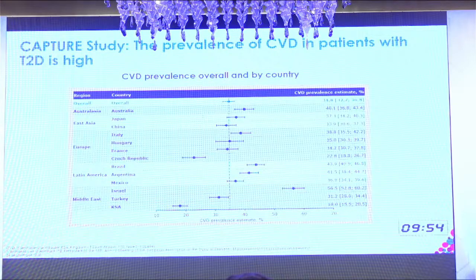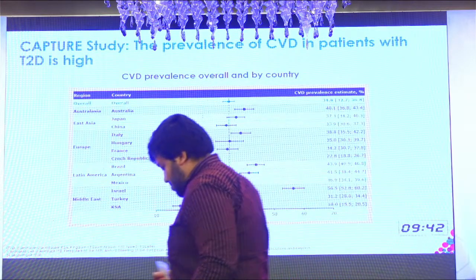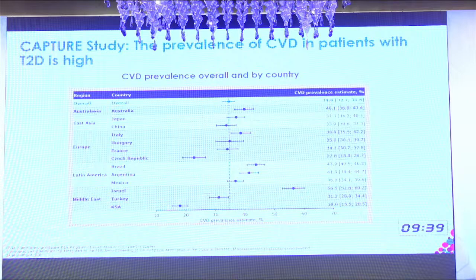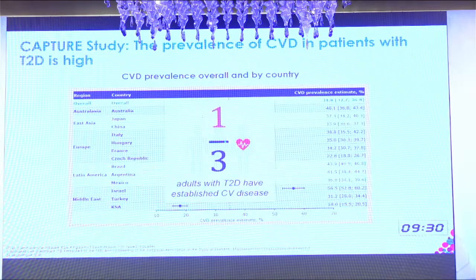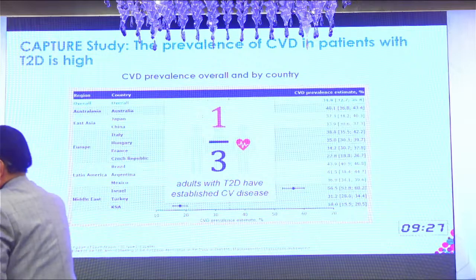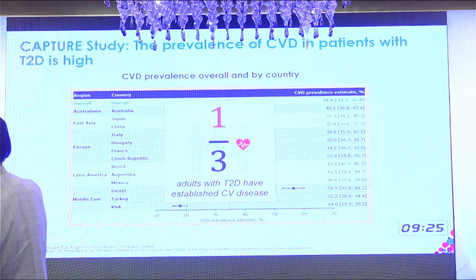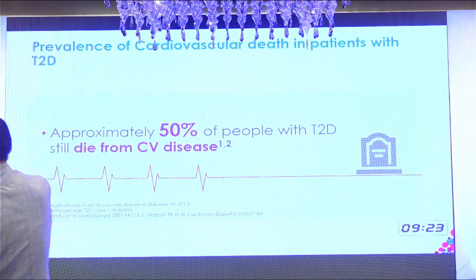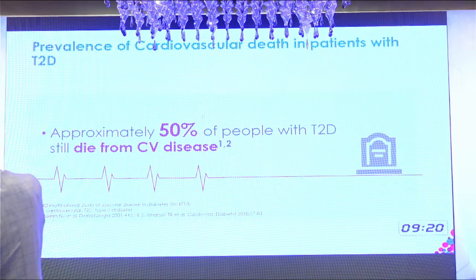How bad is the CVD prevalence in diabetes? This study, the CAPTURE registry, actually does not have Indian patients, except for a couple of outlier countries like Saudi Arabia and Czech Republic. Majority of diabetic patients, about 30% of people, 34% in the overall figure, have CVD. So CVD prevalence in diabetics is pretty high. To summarize the whole slide, 1 in 3 adults with type 2 diabetes have established cardiovascular disease. And worse than that, 50% of them die ultimately from cardiovascular disease.